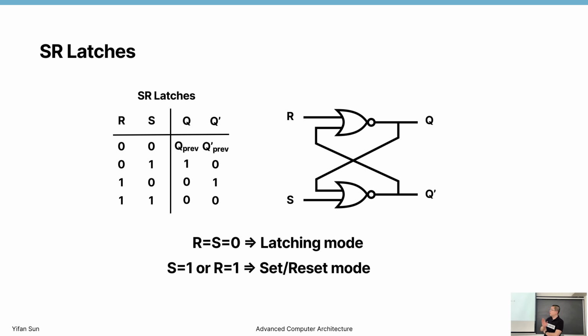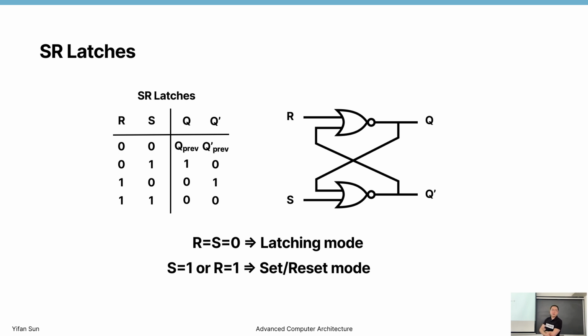But if R and S are 0 and 1, or 1 and 0, then whenever we set either one of them to 1, we get the result to be 1, 0 or 0, 1. Okay, that explicitly sets the result. Now when S equals 1 or R equals 1, we say this is set mode or reset mode. Then that also explains why this thing is called SR latch.